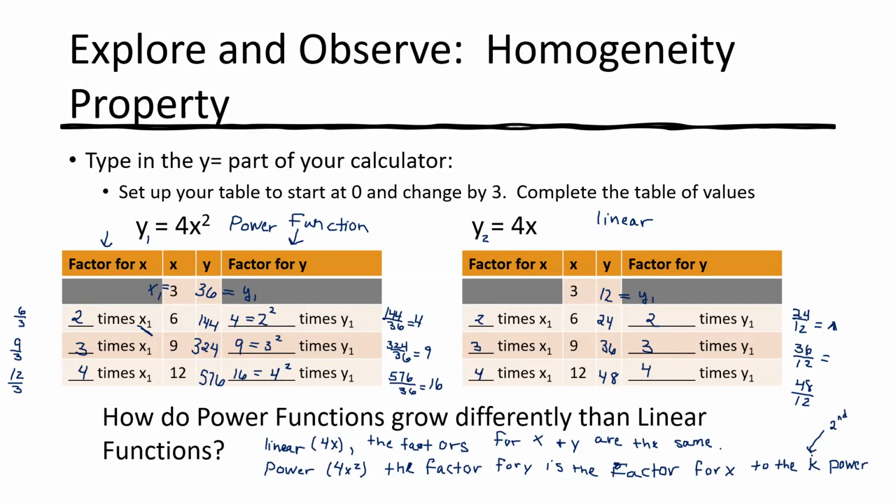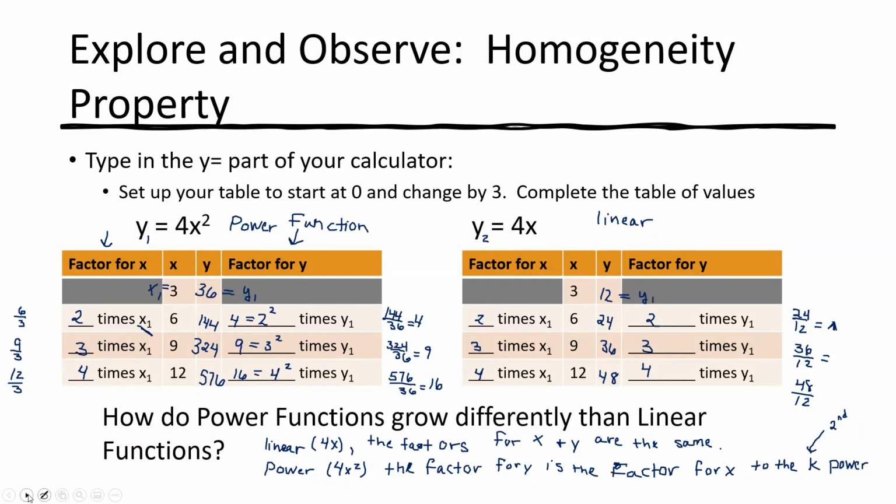But if I would generalize it, k is representing whatever known exponent is given to you in the power function. So here, they were the same factors as x, but to the second power. And in general, they're going to be the same factors for x, but to whatever power is in your power function.